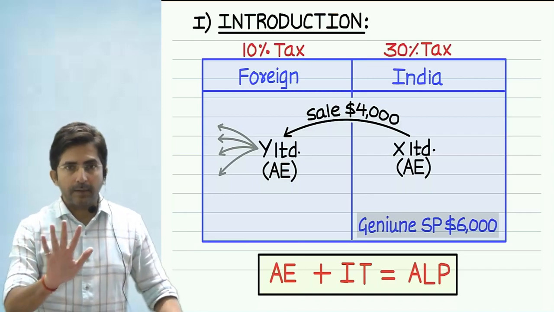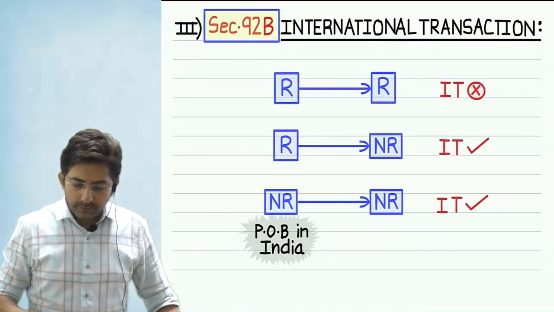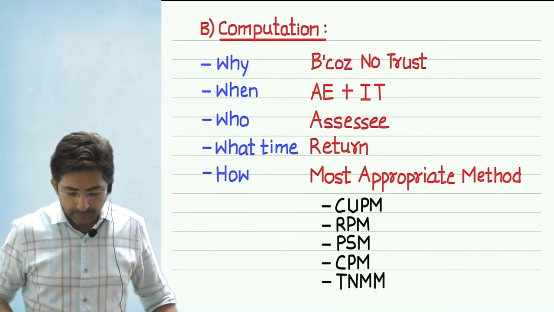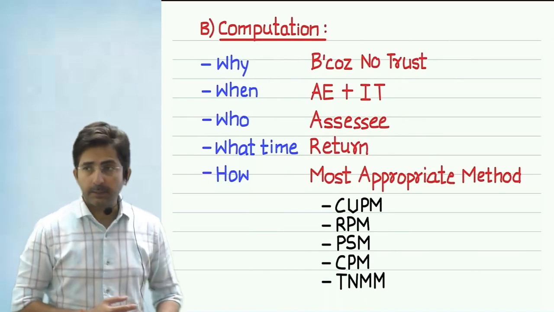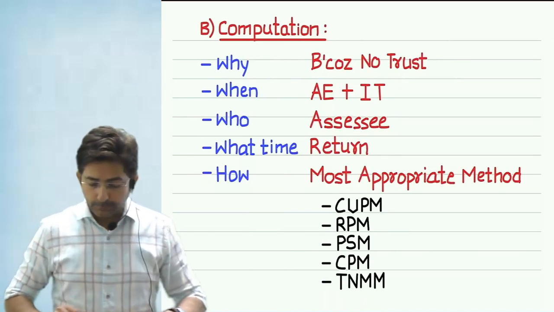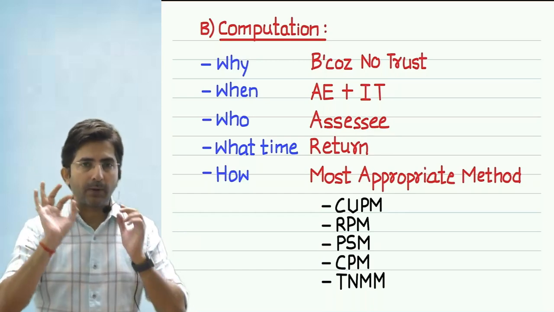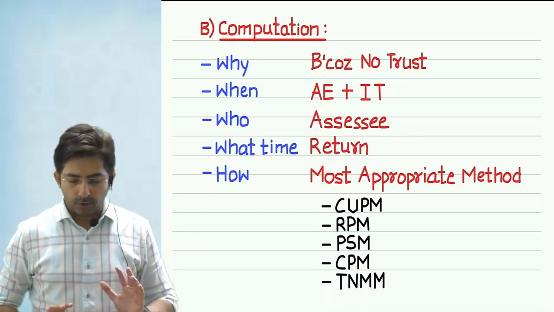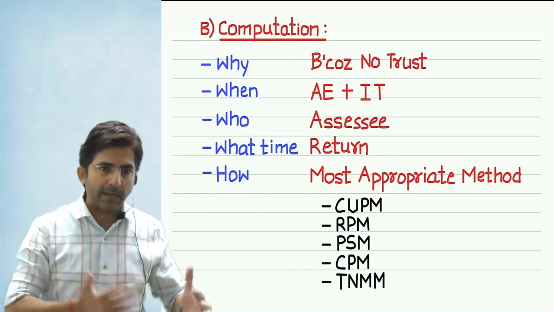So this was what I had explained in the last lecture. Now, we have to discuss one by one the 5 methods of computing ALP. Look at the screen. What is the first method of ALP? CUPM. This is called comparable uncontrolled price method. In short, we call it CUPM.